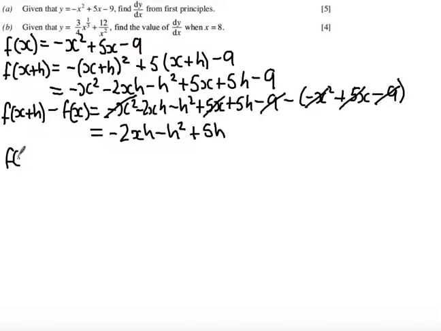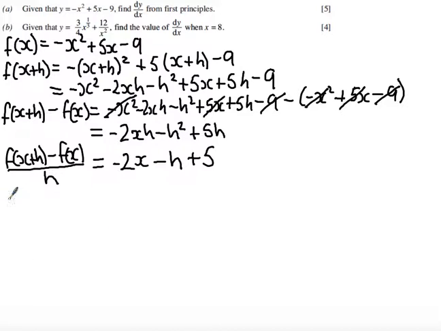Next stage, I want to divide this result by h, so f of x plus h minus f of x, all over h, and you should make sure your working includes all this notation so at each stage you can see what step you are doing. So I'm going to divide this expression all through by h. This is why it must all contain h's, because otherwise we can't divide through. So dividing minus 2xh, I just get minus 2x. Dividing minus h squared, I get minus h. And dividing the plus 5h, I get plus 5.